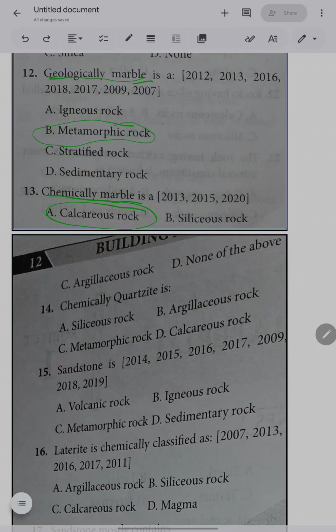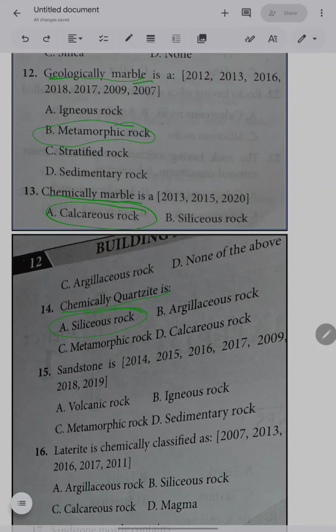So next question. Chemically quartzite is a siliceous rock, argillaceous rock, metamorphic rock, calcareous rock. Chemically, quartzite is a siliceous rock.